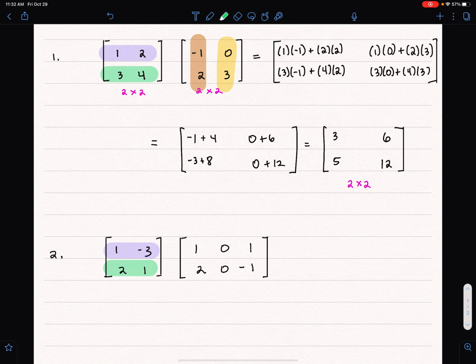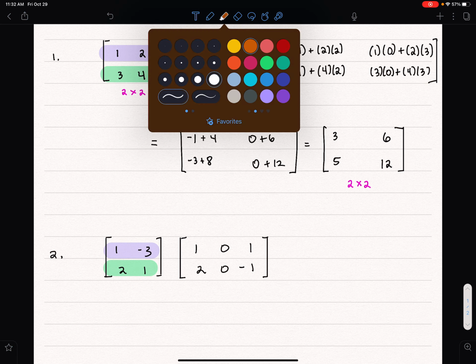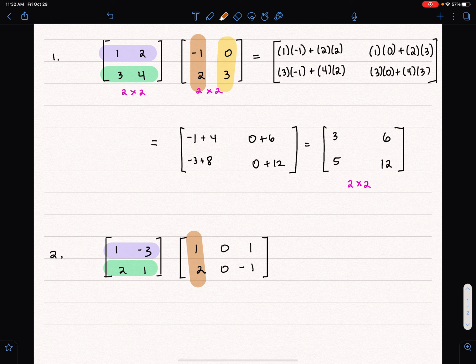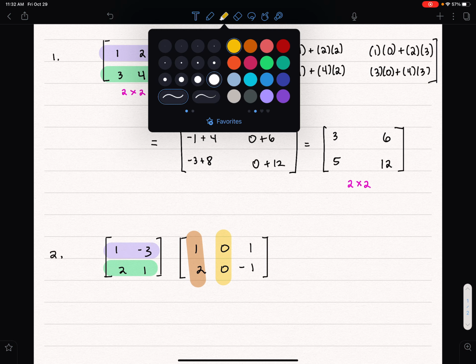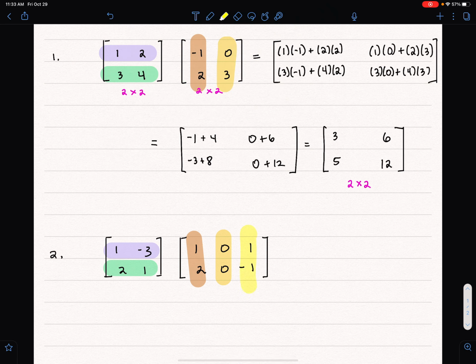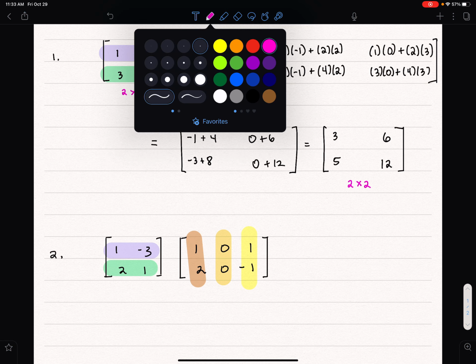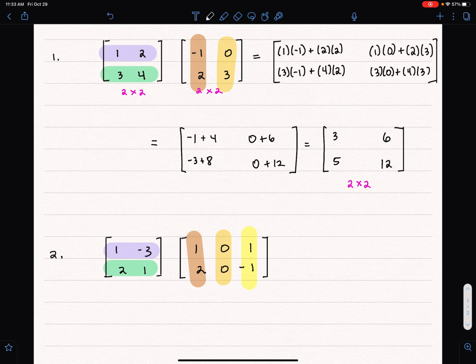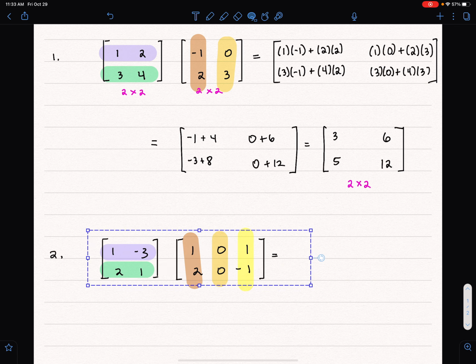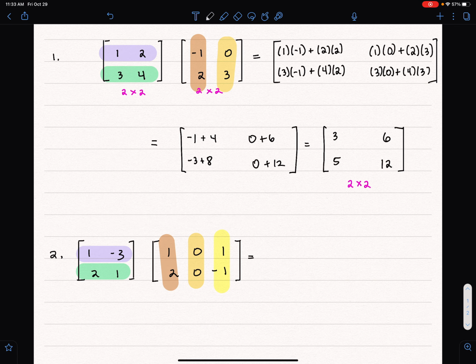So I have 2 rows. This time I have 3 columns. Let's stick with the same color scheme, maybe. And I need another color here. What's another choice? Maybe bright yellow? Are those different enough? Okay, so what do I have here? Maybe I'm anticipating that I need more space here.